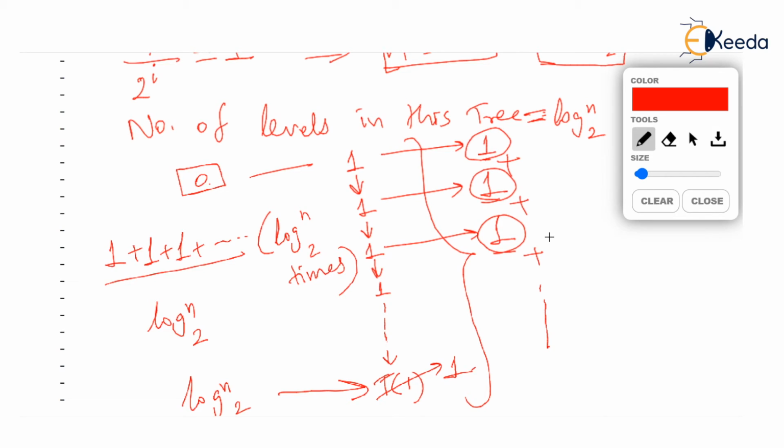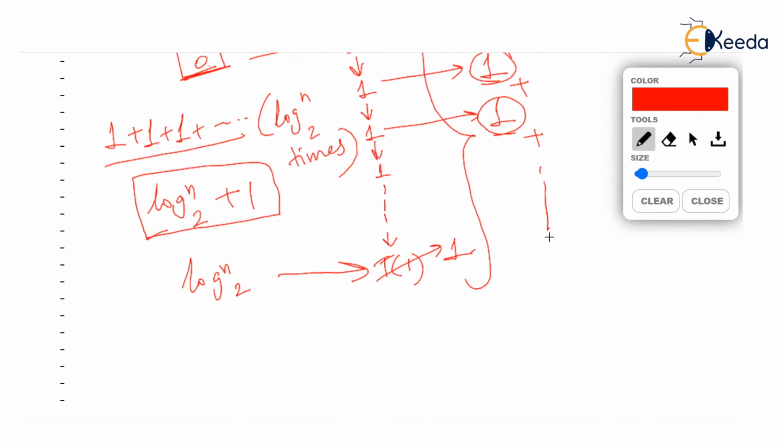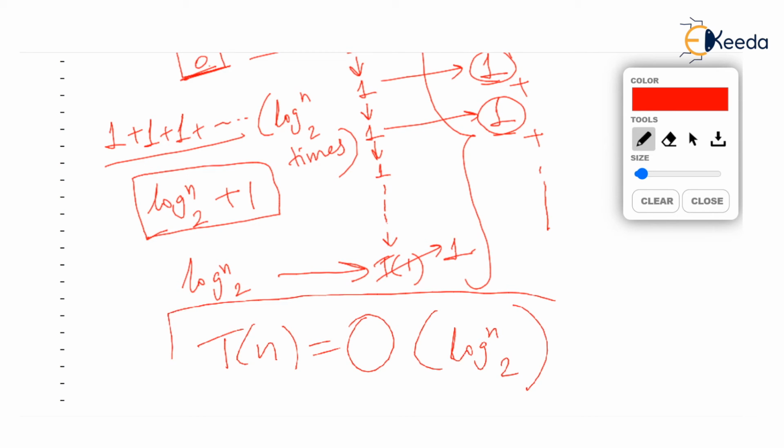So somebody will say, no, sir, this is log of n to the base 2 plus 1, because it is 0 to log of n to the base 2. Okay, we can write log of n to the base 2 plus 1. But you tell me, isn't this log of n to the base 2 plus 1 a polynomial? Yes, it is a polynomial of degree log of n to the base 2. So we can write Tn is equal to big O of log of n to the base 2. So this algorithm performs in big O of log of n to the base 2.